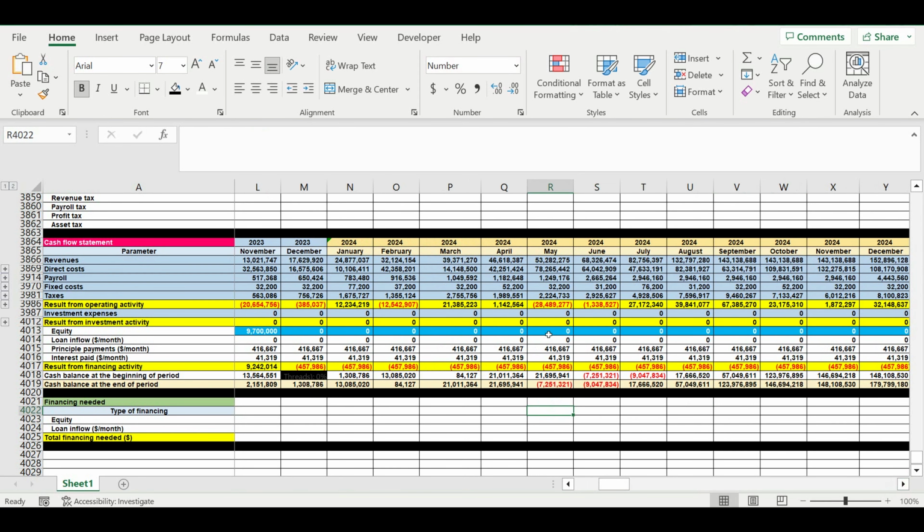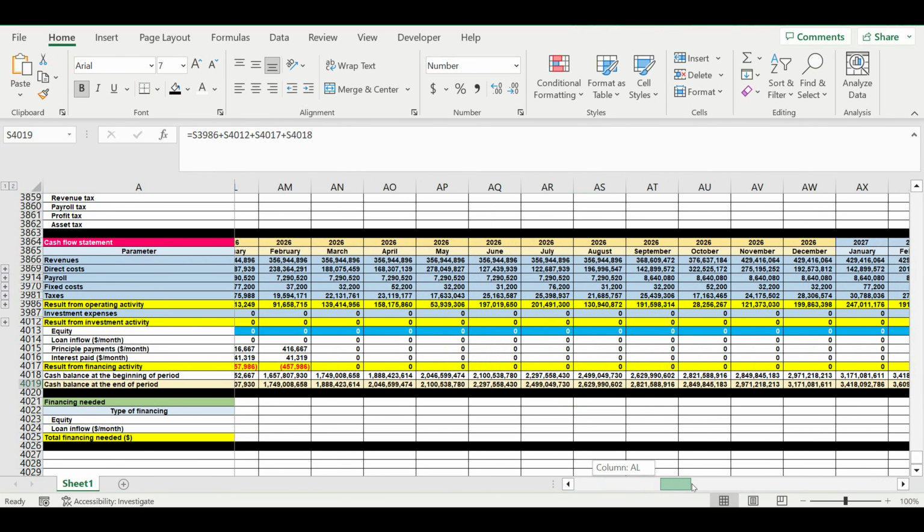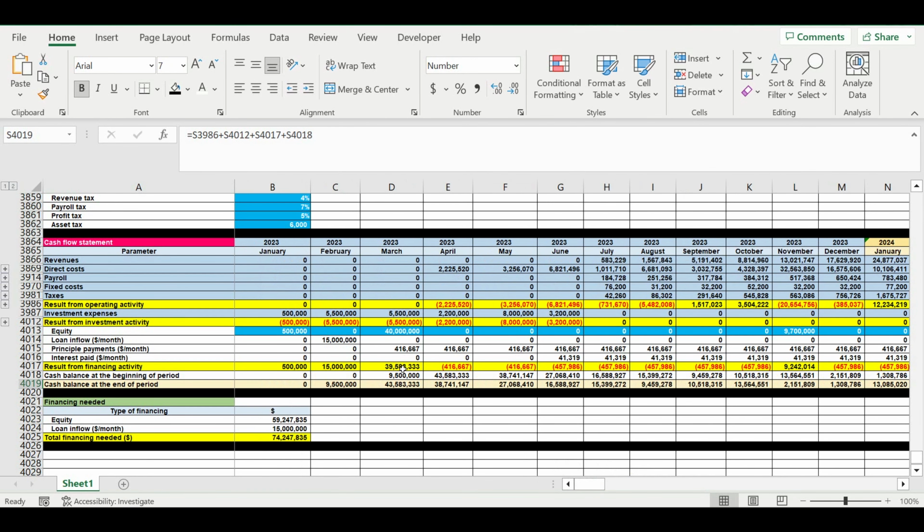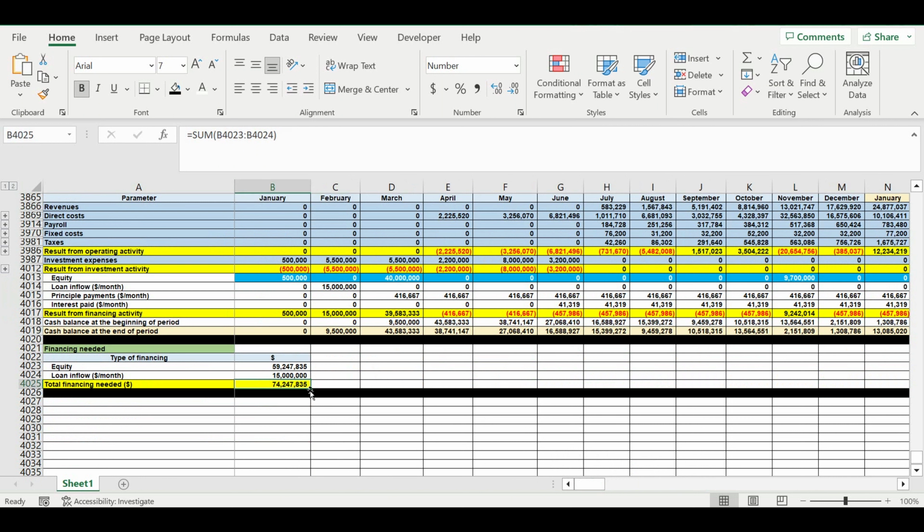And finally here I will place 9047834 5. So there are no cash gaps. So here you can see the total amount of financing needed.